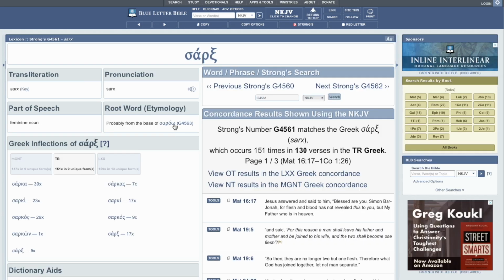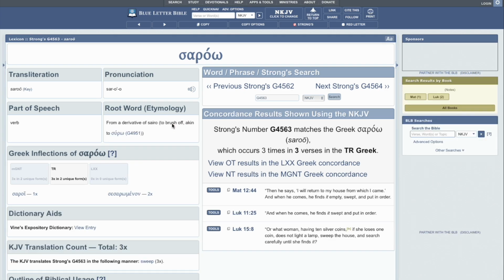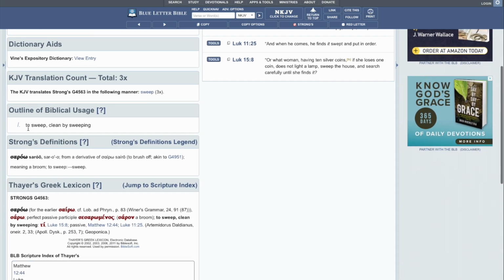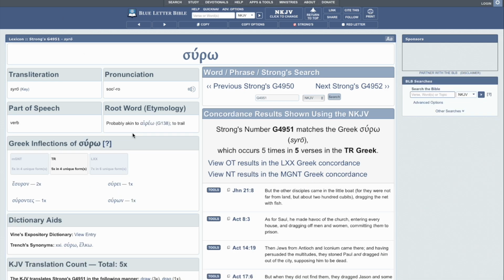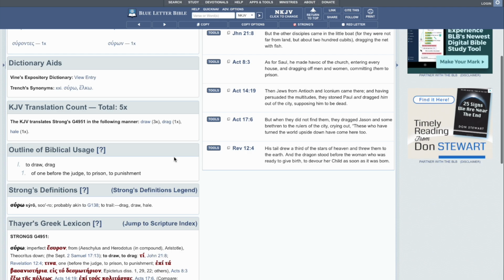And all I have to do is keep on clicking on root word, and you see how there are all these options here: to sweep, to clean. And then I just keep going to the root word until I find something I want it to be. Punishment. But punishment is in the context of drawing or dragging towards yourself like you would sweep. Here it's in the context of punishment.